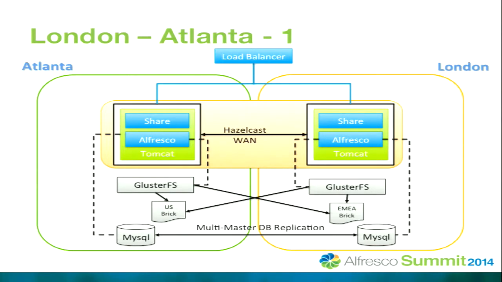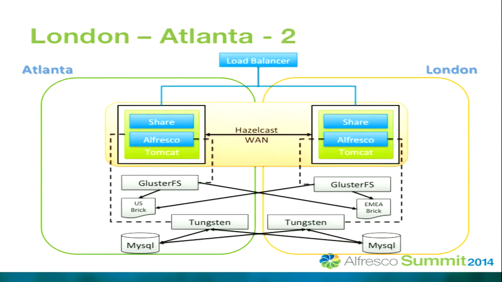So the second move was to deploy this architecture. I've added Tungsten on top of MySQL. So I have a Tungsten cluster server deployed geographically between Atlanta and London. The same for GlusterFS. I've deployed replication, but you can do sharding as well for your database between both MySQLs, and it's actually optimized.